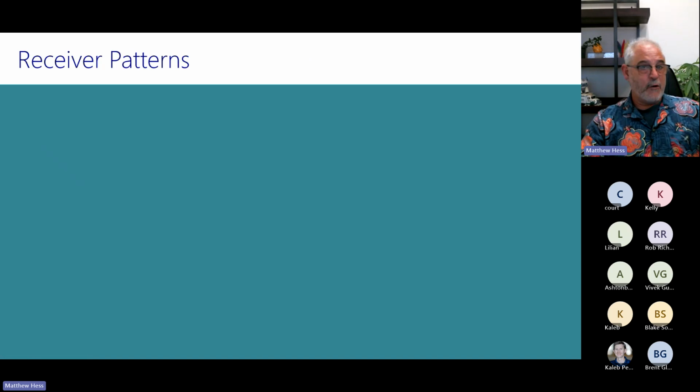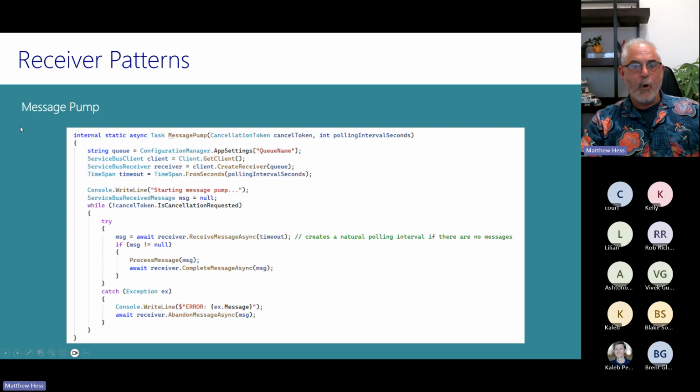Okay, so now we're getting to Rob's question, which is our receiver patterns, because you are absolutely right. You're not going to want to just, oh, hey, there might be a message, let me create a receiver and see if there is one, right? You're probably going to have some kind of long running process which is sitting there waiting for messages, right? Its job is to monitor a queue. And oh, look, a message came in. I better do something. So one way to do that is with a message pump.